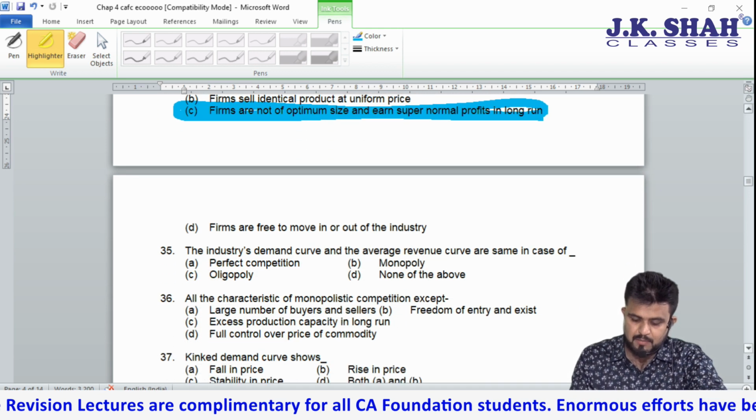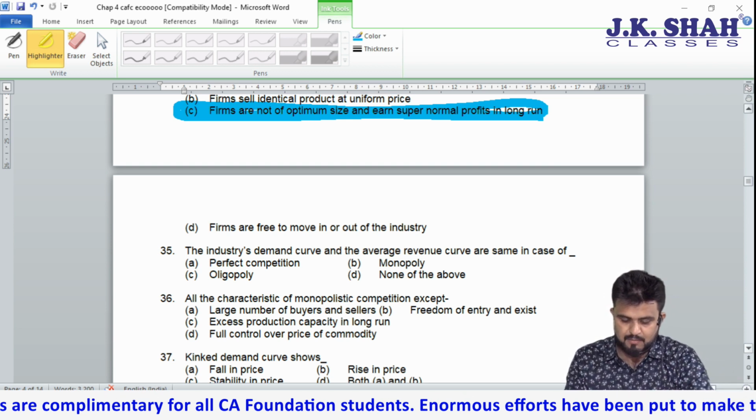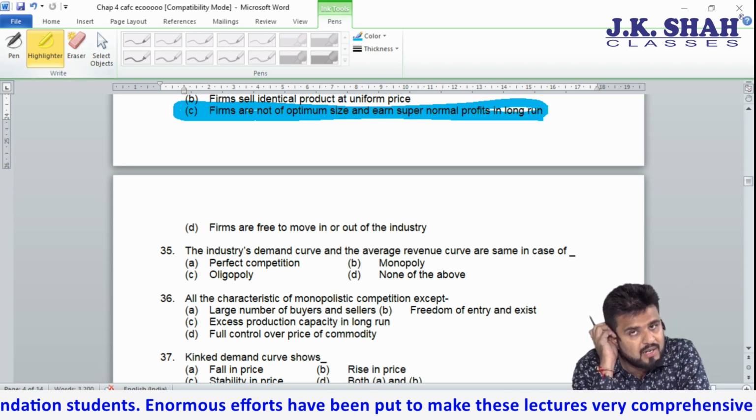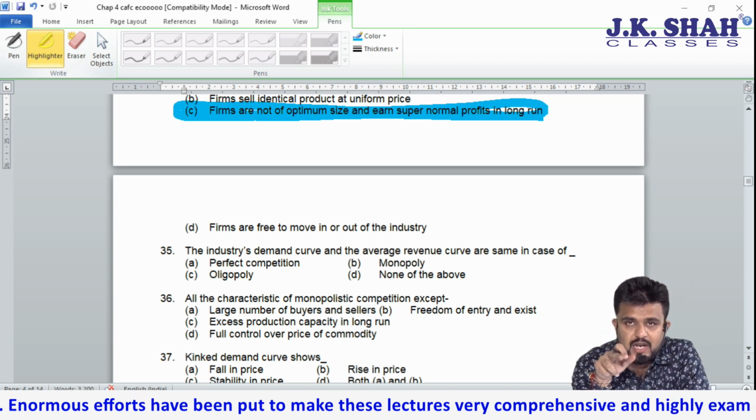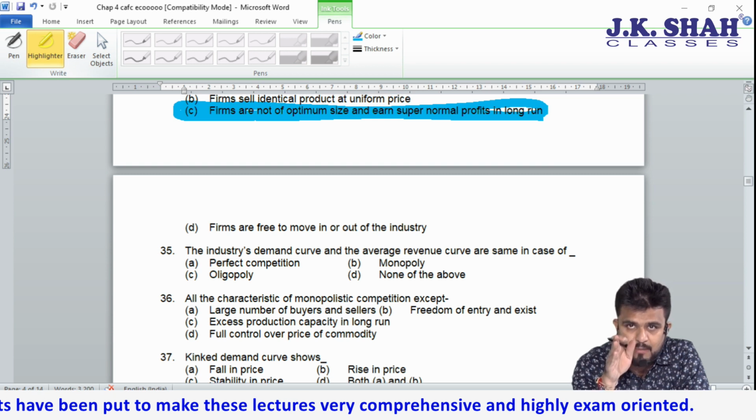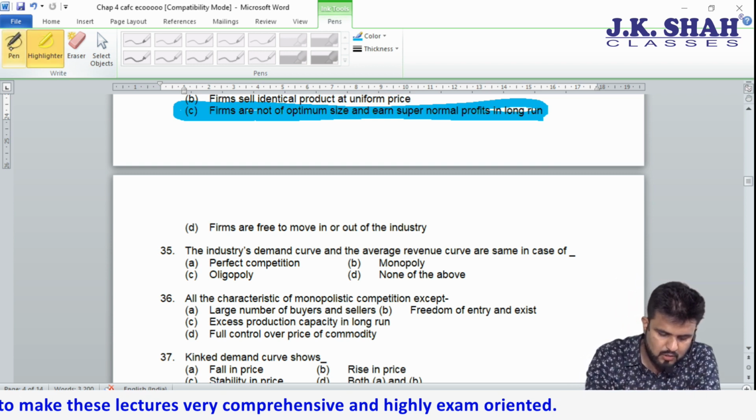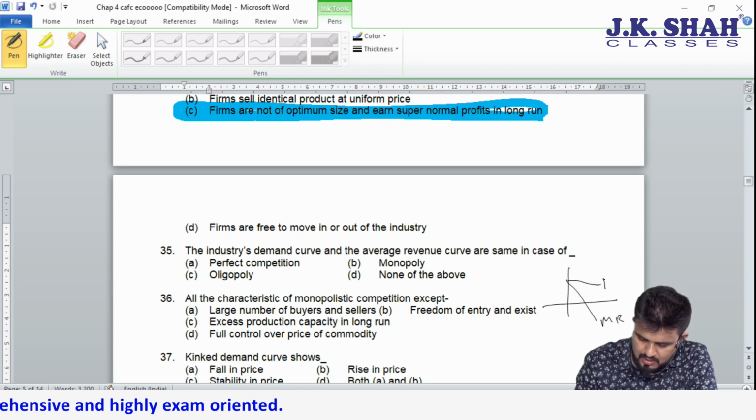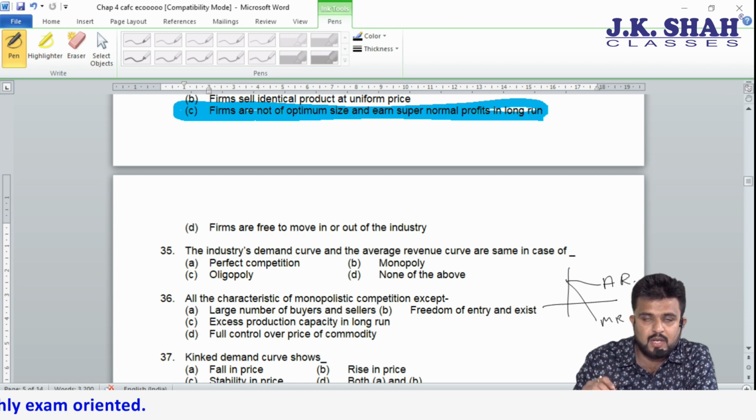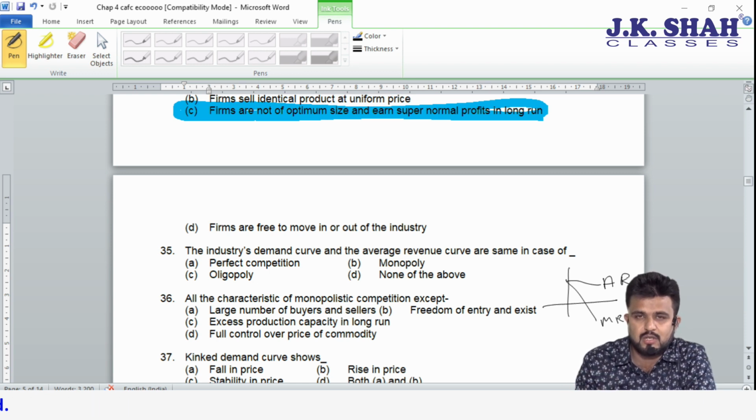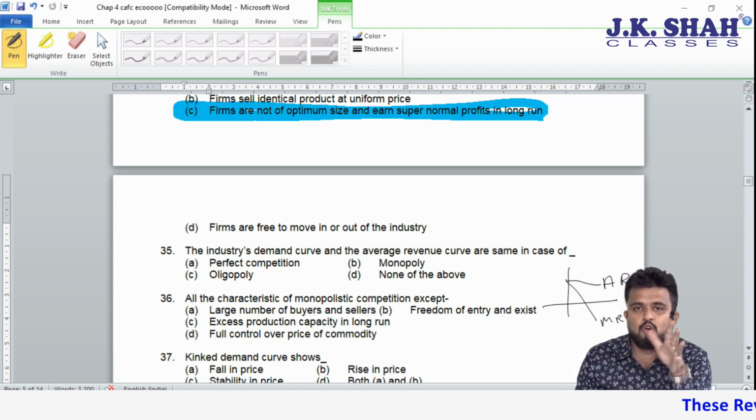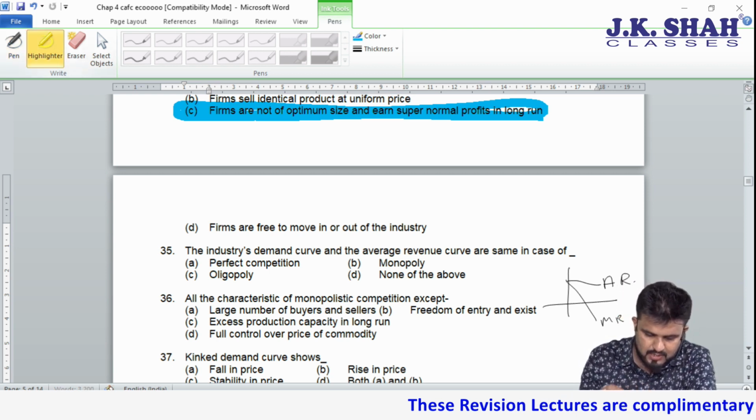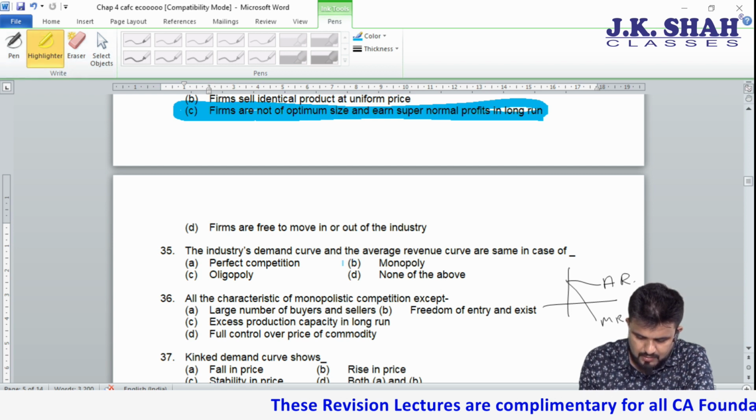The industry's demand curve and average revenue curve are the same in case of. Students, they are telling the demand curve of the industry and the demand curve of the firm are the same under which market. Now students, this is MR, this is AR. And AR is the demand curve under monopoly, AR is the demand curve under monopolistic competition. And in monopoly there is no firm, no industry, both are the same. So the correct answer is monopoly.